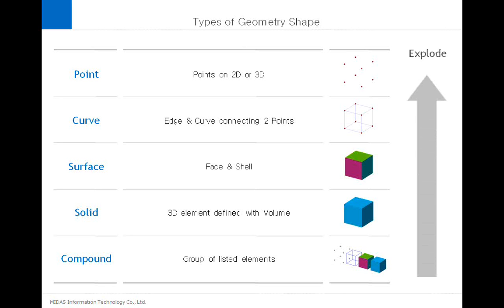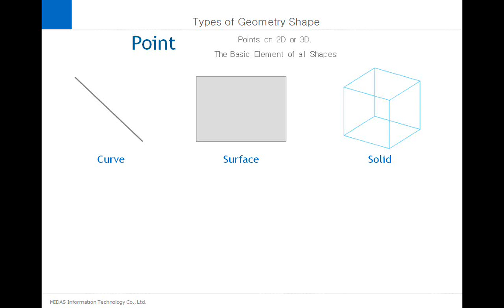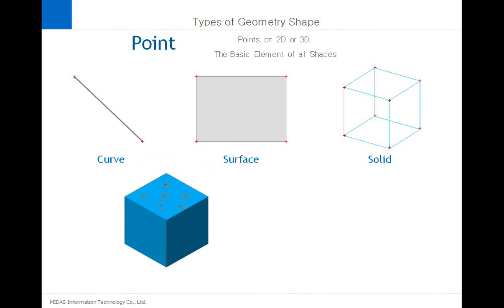opposite hierarchy. So exploding a solid will give me faces or shell. This is the sub level of a solid. So moving with point, a point is a basic element of all shapes. As we know, each curve has point, each curve is made by joining 2 points, surface is made by joining 4 points, solid 4 points.